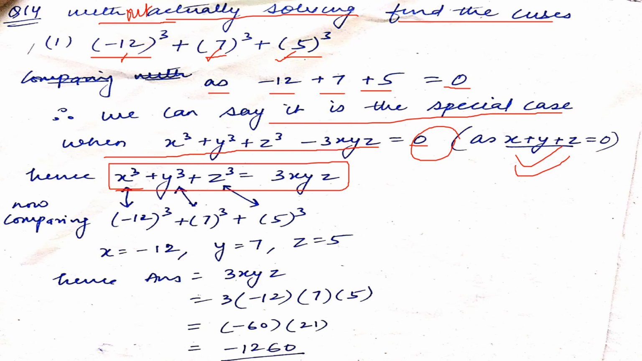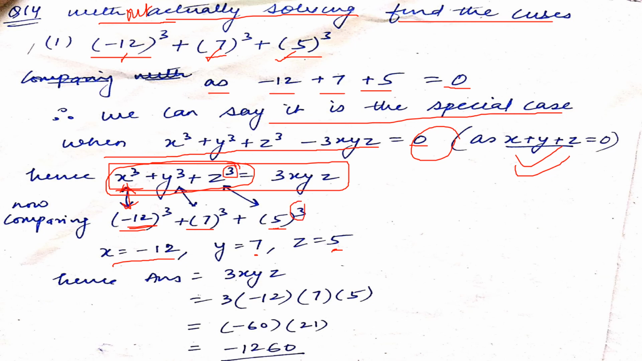In this formula we already have the left hand side. Let's write the left side again, minus 12 cube plus 7 cube plus 5 cube, and compare them. What do you get from this? X equal to how much? As per you, minus 12. I have written here. Y equal to how much? 7. And Z equal to how much? 5. Okay. Before comparing, always see that the power is also the same.